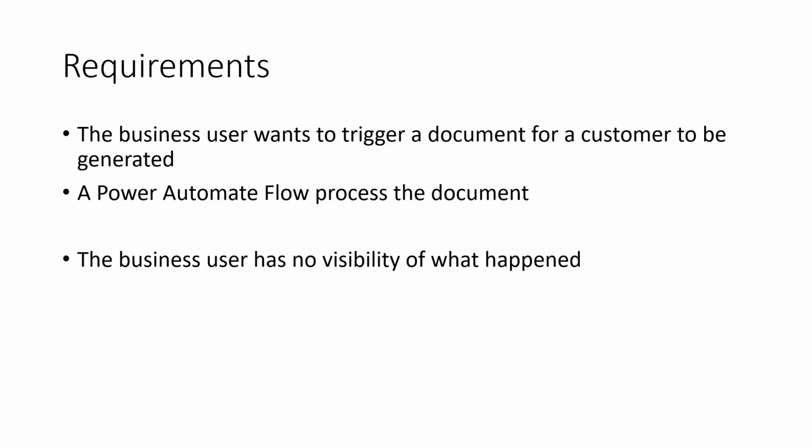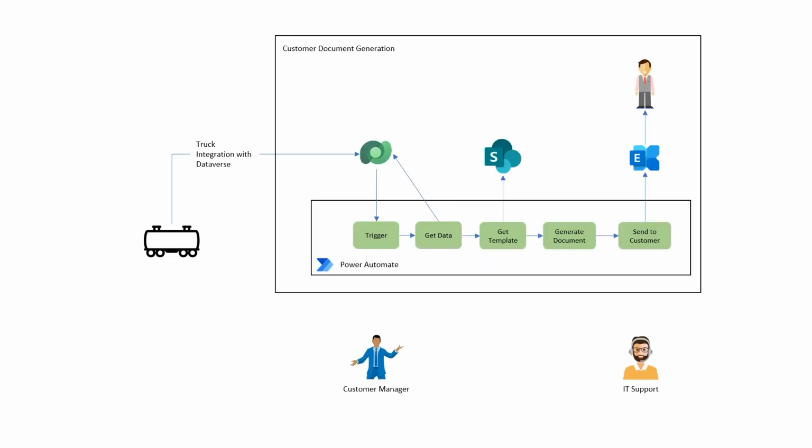So we've got a business user who wants to trigger a document for a customer when Dataverse gets updated. We think Power Automate was chosen because it's in the Power Platform ecosystem. It's all Office 365 integration. The problem is the business user has no visibility of what was happening. So here we've got what we think would be an AI type interface, probably implemented with Logic Apps or functions, which updates data about rail cars into my Dataverse.